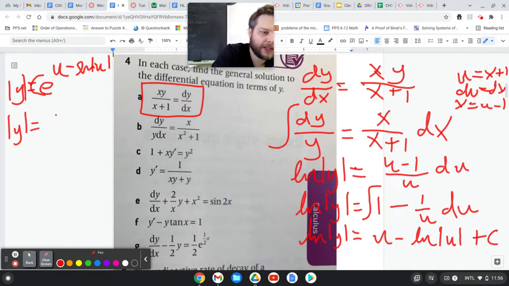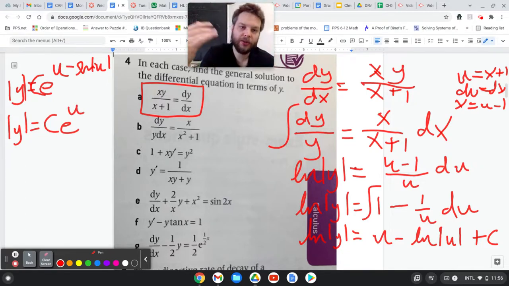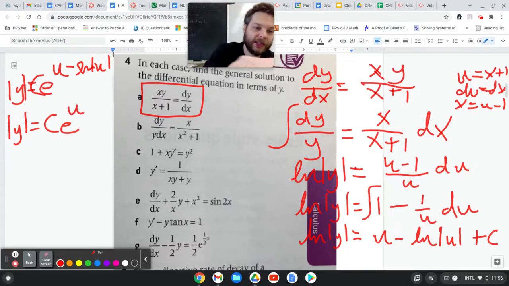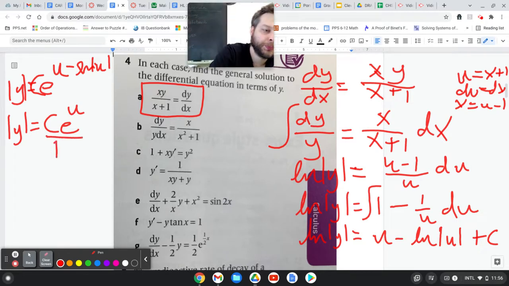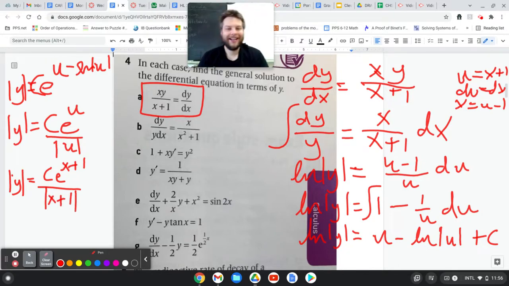And so if we simplify that, we have c e to the u. And when you have a negative exponent, you can make that into a division problem and then cancel out the e with the natural log. So now we're here, and let's just get it back in terms of x and y. So c e to the x plus 1 over the absolute value of x plus 1, like that. And if we had some sort of initial value, I'd be able to determine if we have the positive arm of the absolute value or the negative arm, but that's our general solution right there.